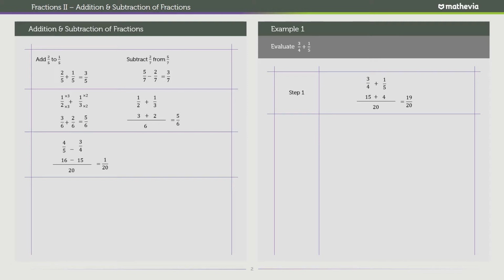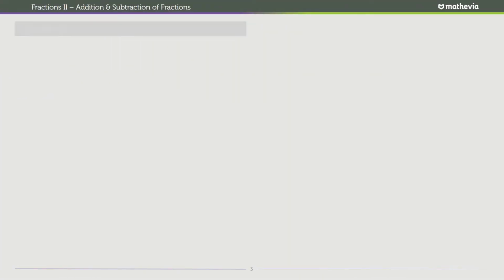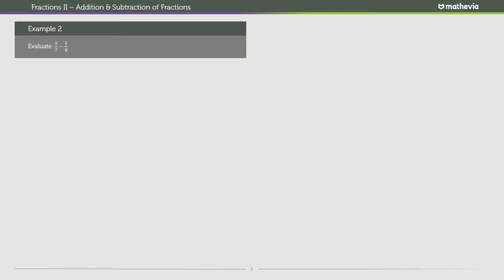Now let's do another example. Example 2 says evaluate 5 over 7 minus 5 over 8. So we're looking to subtract 5 over 8 from 5 over 7. And basically what we need to do here is find a common denominator.